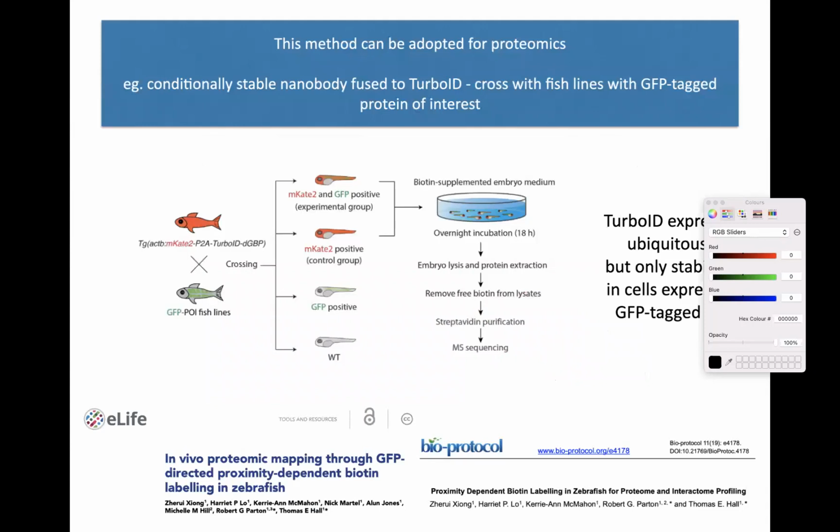You can also use this system for other purposes. I won't go into this in detail. This is all published, so please have a look, because this, again, works very nicely. You can use this conditionally stable nanobody to also bring a biotin ligase in proximity to the GFP tagged protein of interest. And we've published this. We continue to use this method because it works surprisingly well. And so this gives you a means of doing proteomics on your GFP tagged fish lines, again, in a very time efficient manner. And again, happy to talk about this if people are interested.